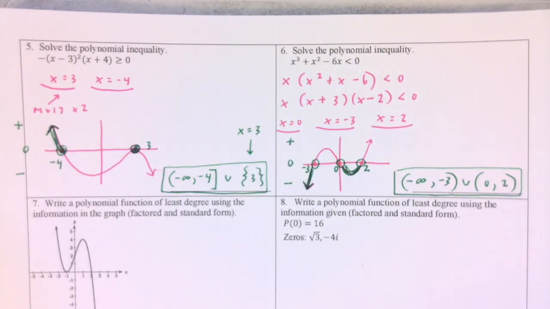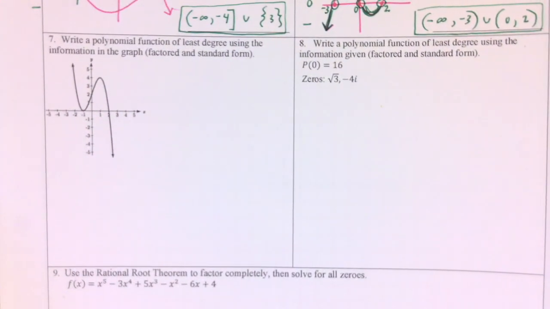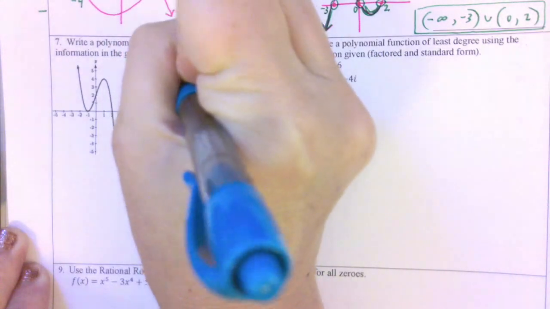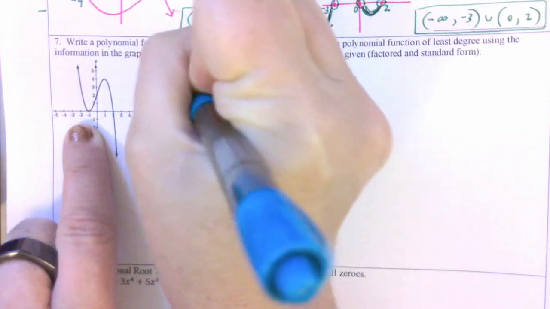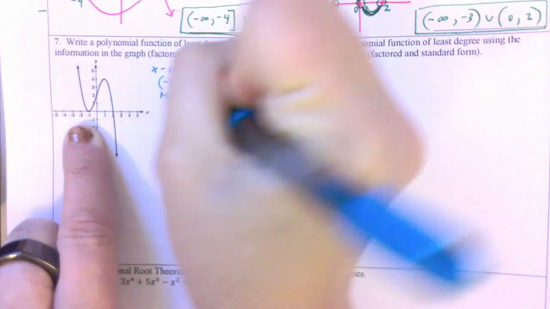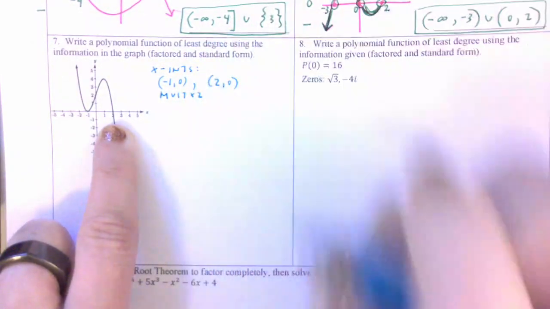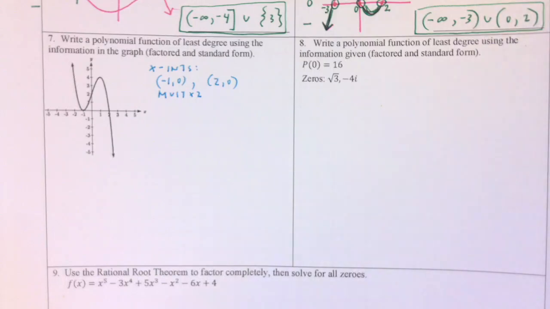All right, next up, write a polynomial function of least degree using the information in the graph. So make it factored in standard form. So what can I pull from the graph? My x-intercepts, right? I have -1, 0. It's bouncing there. So multiplicity of 2. And then right here, 2, 0. So it looks like it's negative and cubic if I'm looking at least degree.